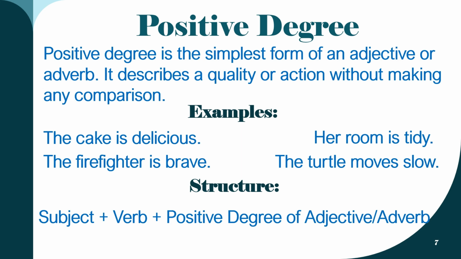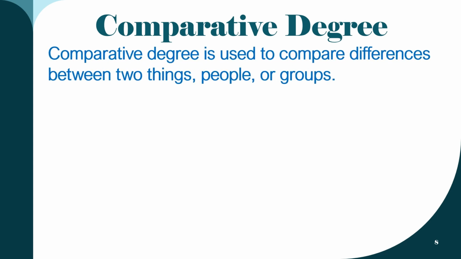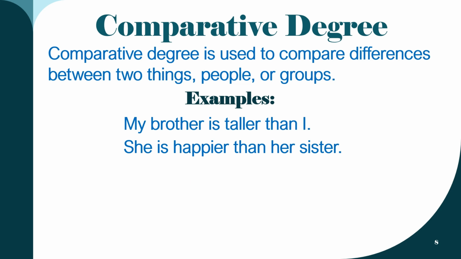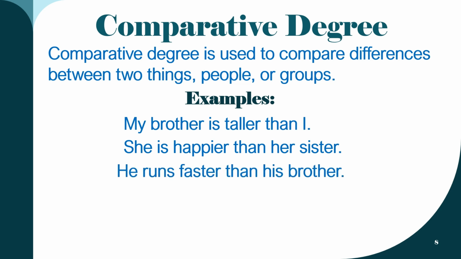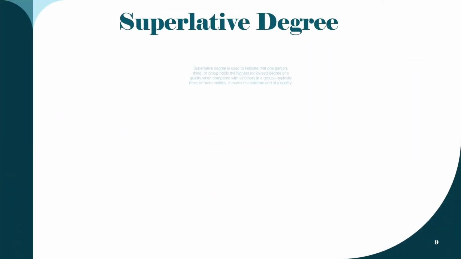Now let's know about comparative degree. Comparative degree is used to compare differences between two things, people, or groups. Some of the examples are: my brother is taller than I. She is happier than her sister. He runs faster than his brother. So the structure of comparative degree is subject plus verb plus comparative adjective or adverb plus than plus noun or pronoun as object.